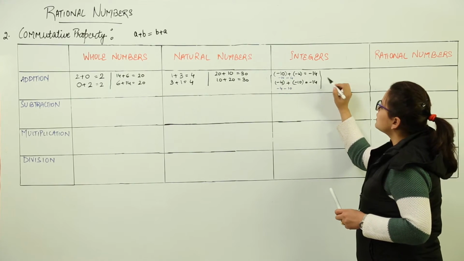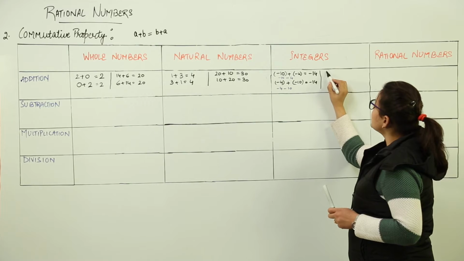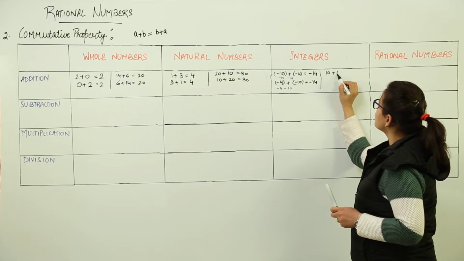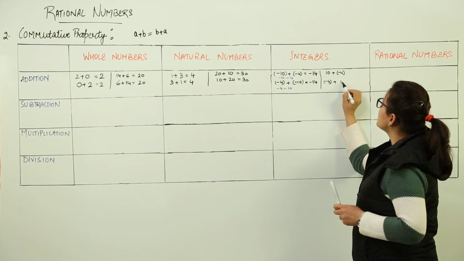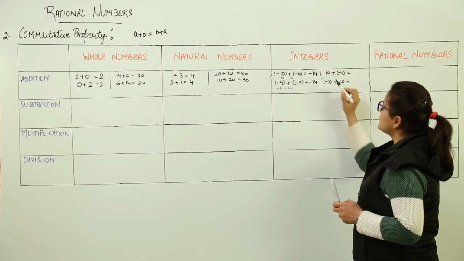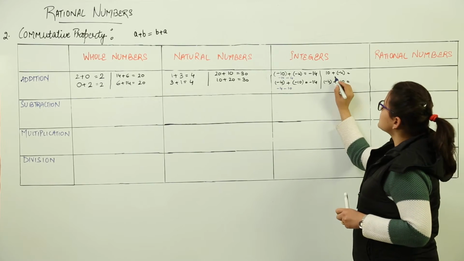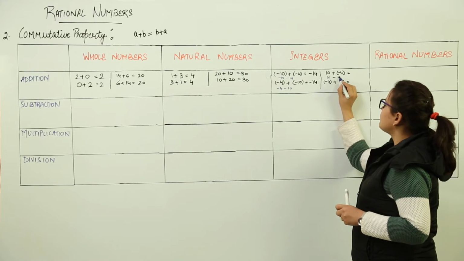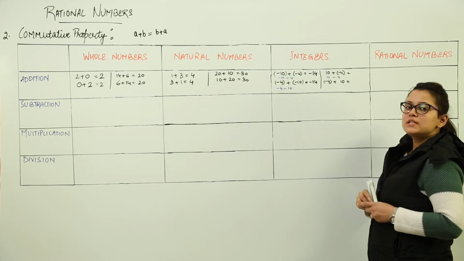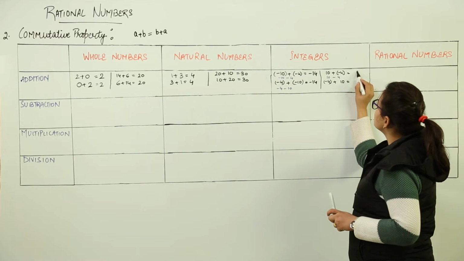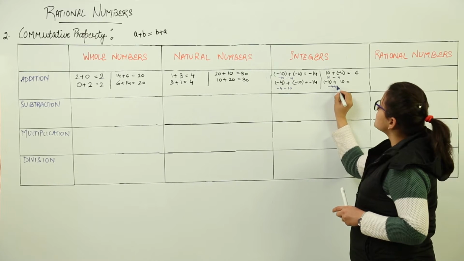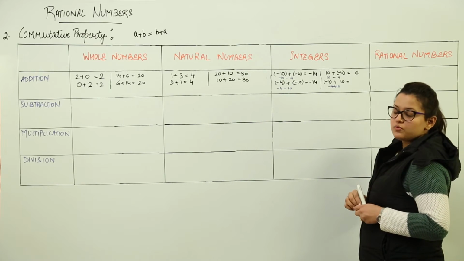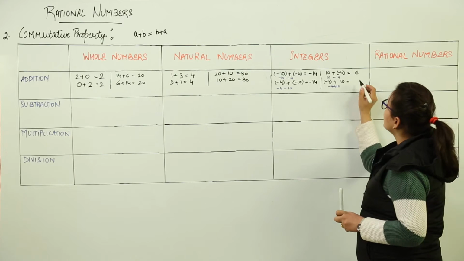Let us check for another example. I am taking 10 plus minus 4 and minus 4 plus 10. 10 plus minus becomes minus and 4 remains as it is. So what is 10 minus 4? This is 6. And what is minus 4 plus 10? Again it will remain plus 6.